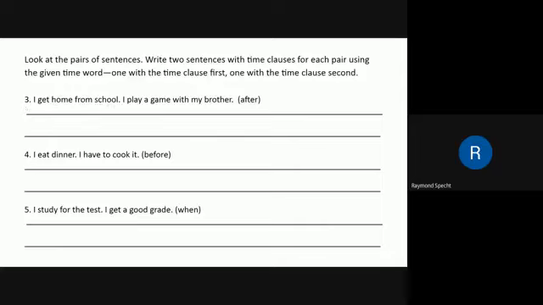After I get home from school, comma, I play a game with my brother. Okay? After I get home from school, comma, I play a game with my brother. Now the second sentence would be, I play a game with my brother after I get home from school.